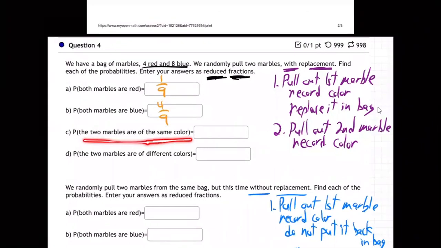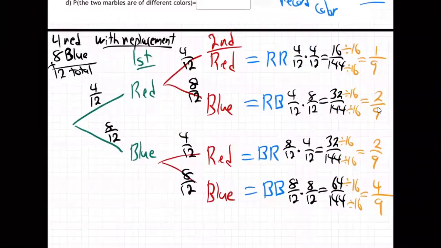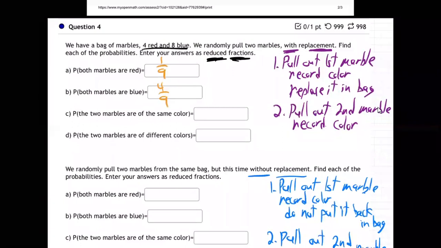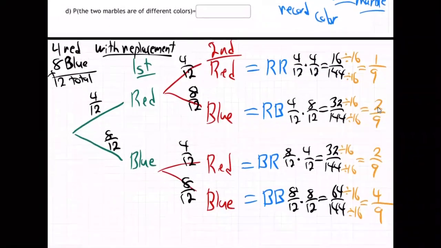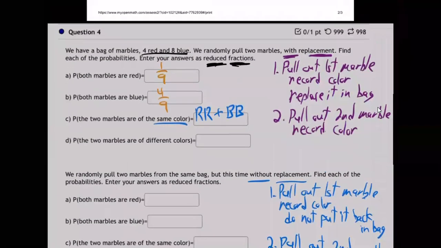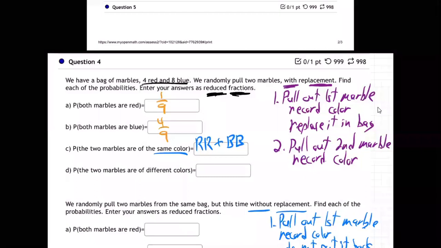Two marbles of the same color. There's a couple ways to do that, huh? Same color could be red, red, or blue, blue. So it's 1/9 and 4/9 added together. So let me write that. It's red, red plus blue, blue, same color. So what was red, red? Let's go back. Red, red, 1/9, blue, blue, 4/9. 1/9 and 4/9, which is 5/9.